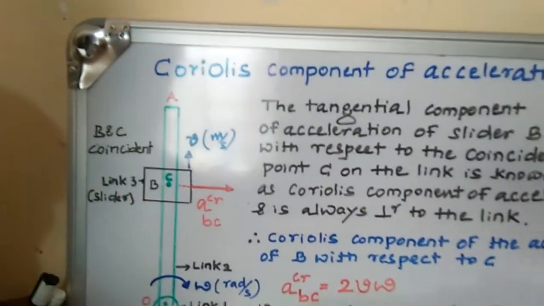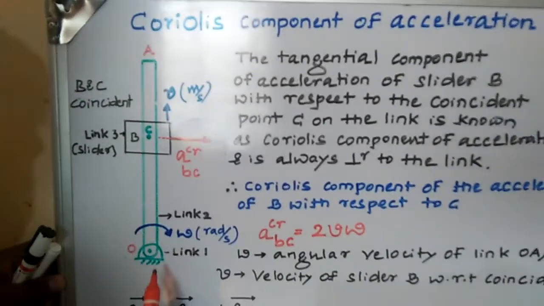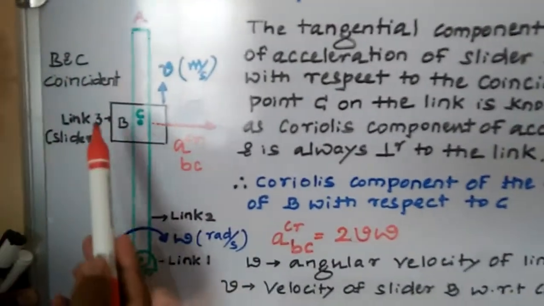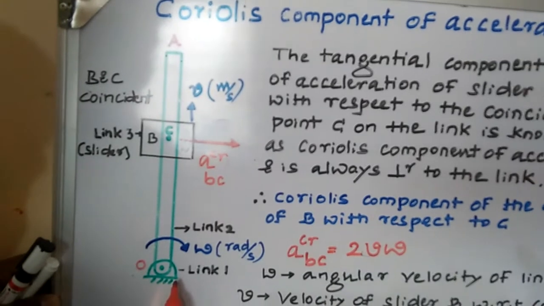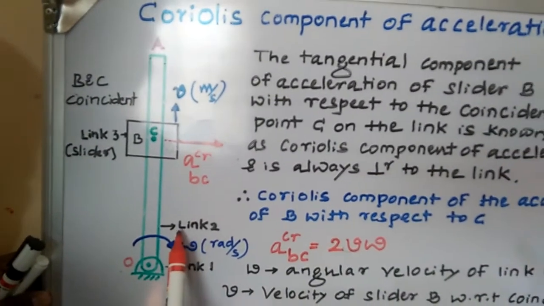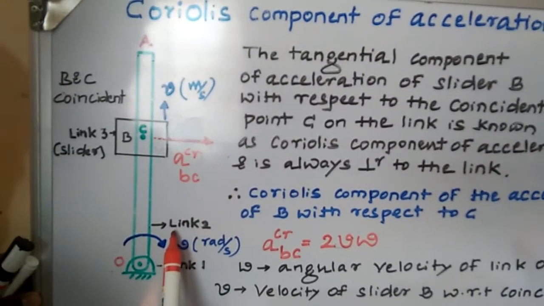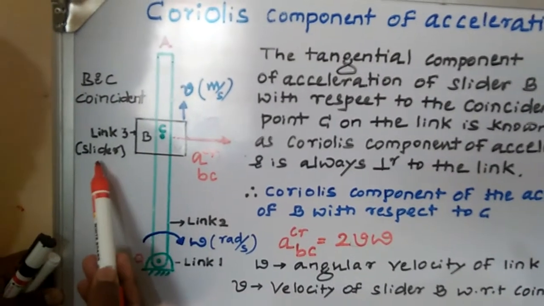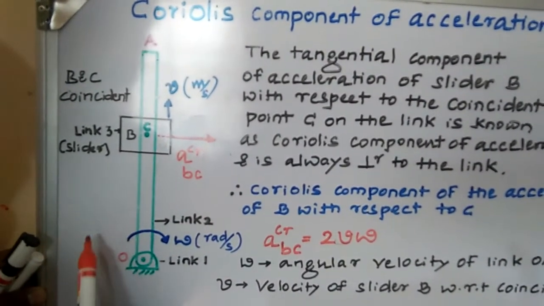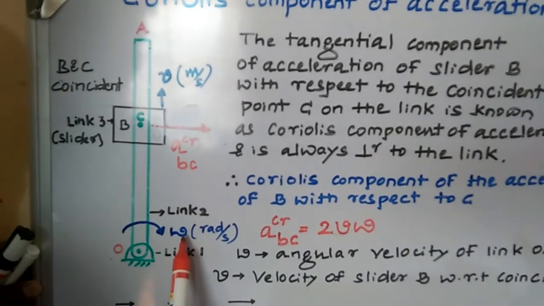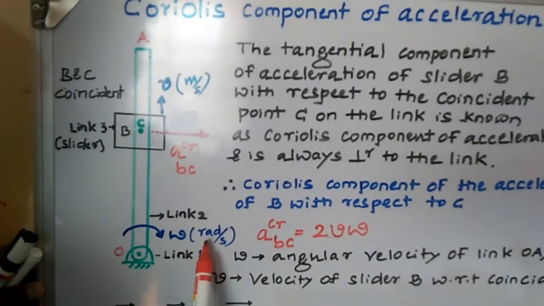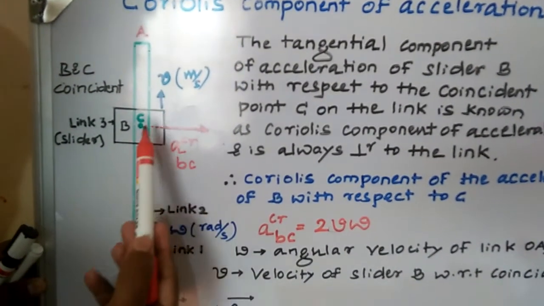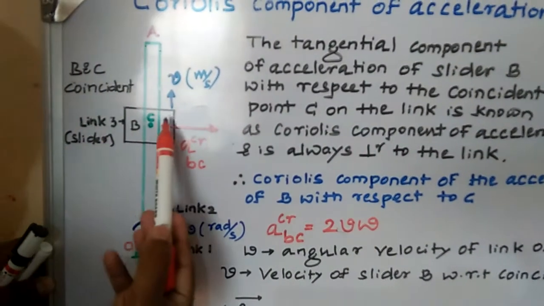Listen, I will explain what this figure shows. In this case I have taken three links: link 1, link 2, link 3. Link 1 is fixed, link 2 is a slotted lever, and link 3 is a slider. Omega is the angular velocity in radians per second. V is the linear velocity of the slider, link 3.